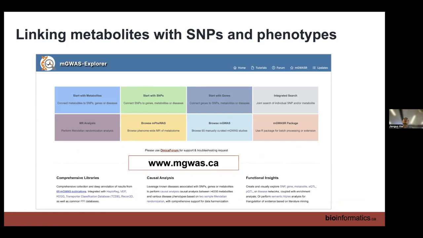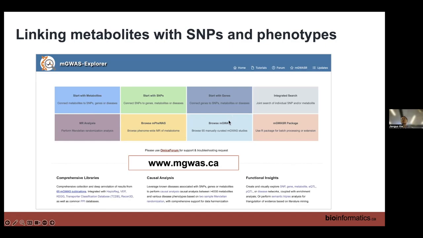So this is MGWAS Explorer, and we just published version 2 like two or three days ago. Version 1 really tried to understand the possible links between SNPs and metabolites, and the possible mechanisms between them. And version 2 mainly focuses on Mendelian randomization. How can we filter out the correlations and identify those more likely to be causal? This is done through Mendelian randomization.